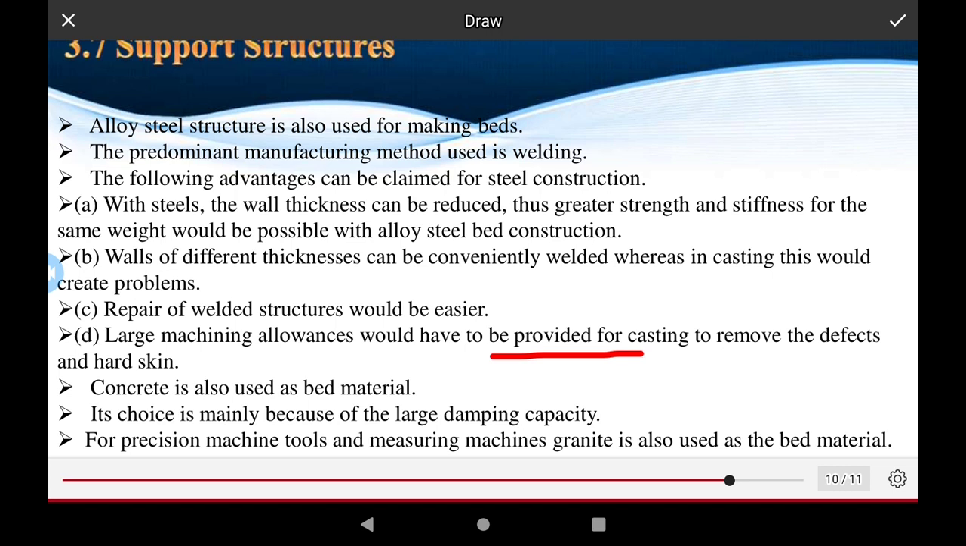For precision machine tools and measuring machines, granite is also used as the bed material. Granite and concrete, and other non-conducting materials used in civil engineering, are used in the platform and bed, providing great hardness and strength to the platform.